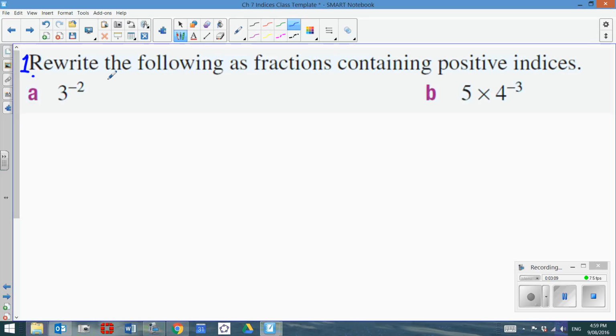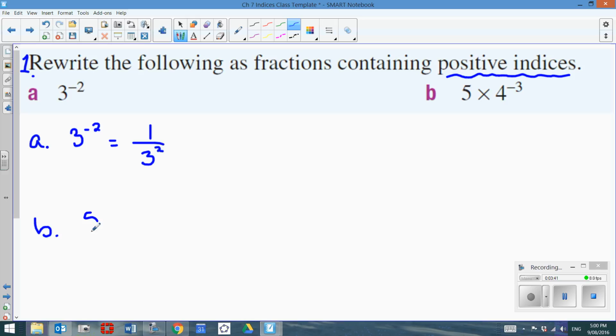For our first example, we're going to rewrite the following as fractions with positive indices. I have 3 to the negative 2. To rewrite it, I'm going to move the 3 to the denominator, and as soon as I move it, I can write it as a positive 2. I didn't have another number, so I'll put a 1 as my numerator. So 3 to the negative 2 is actually 1 divided by 3 squared.